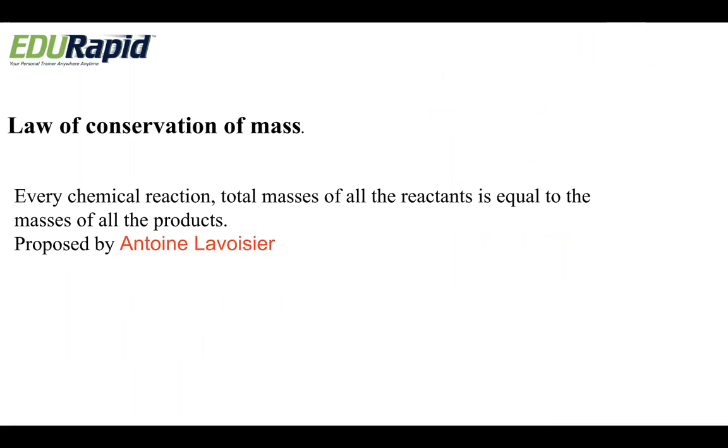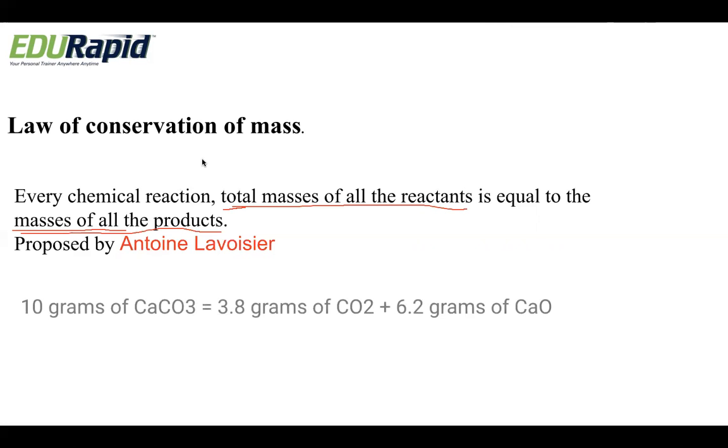We will study the law of conservation of mass. In every chemical reaction, the total mass of all the reactants is equal to the total mass of all the products. This was proposed by the scientist Antoine Lavoisier. He said that in every chemical reaction, the total mass of the reactants will be equal to the total mass of the products. The reactants are on the left-hand side and the products on the right-hand side, separated by an arrow.